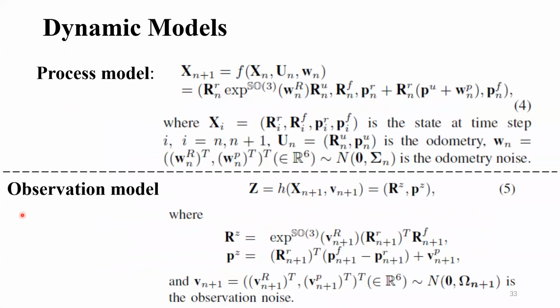The process model and observation model are shown here. The process model is similar to the point feature-based type, just with the additional rotation of features. And the observation model is not the relative positions, but the relative pose of the features. It's more nonlinear.